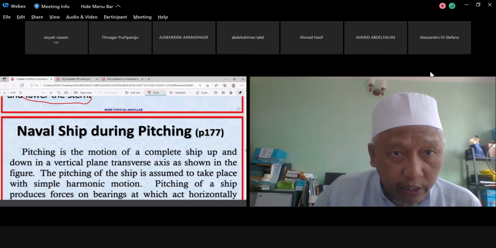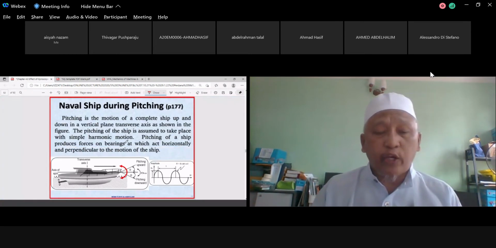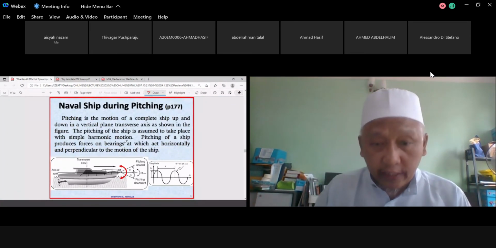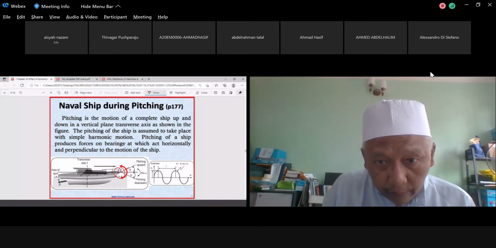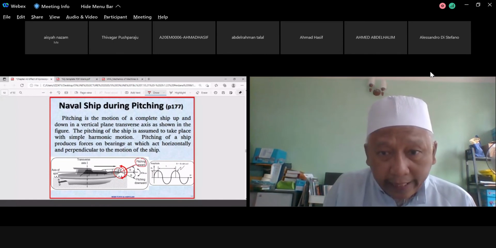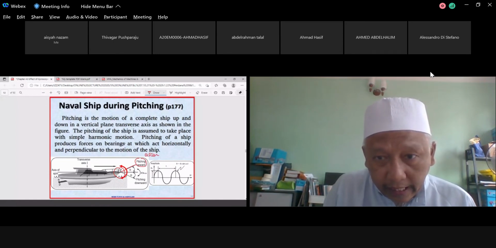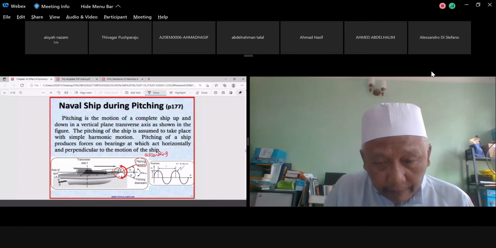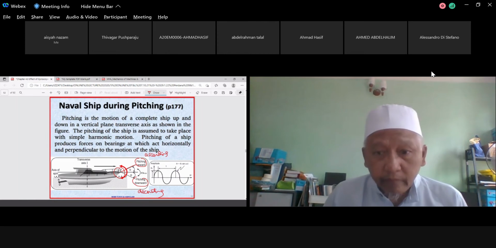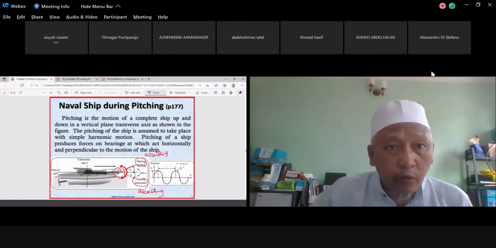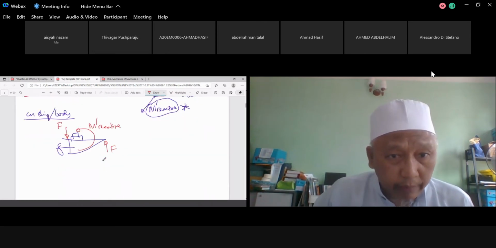As I mentioned earlier, pitching is the phenomenon where the front end, the bow, points upward. We call it pitching upward, or ascending. The other is when the bow points downward, which is descending. Ascending and also descending. So how are we going to look at this one? I'm going to explain a bit about this.